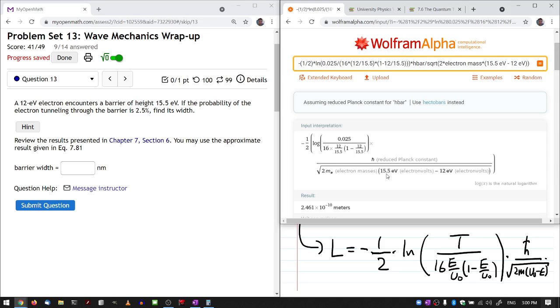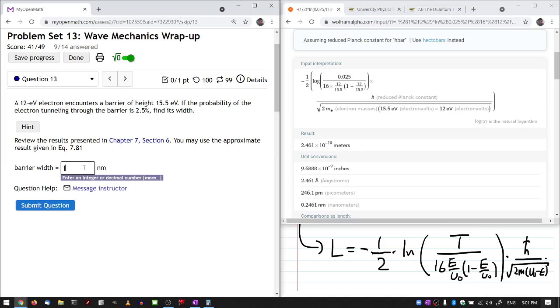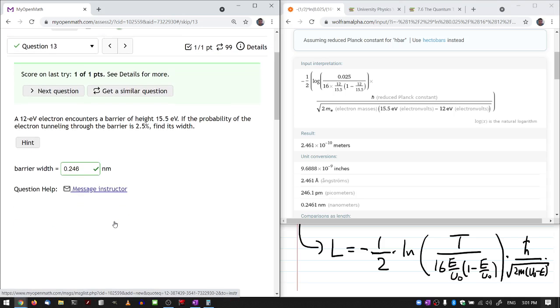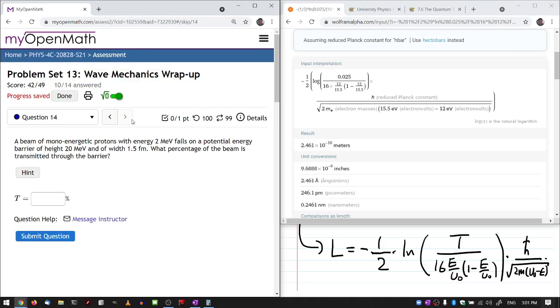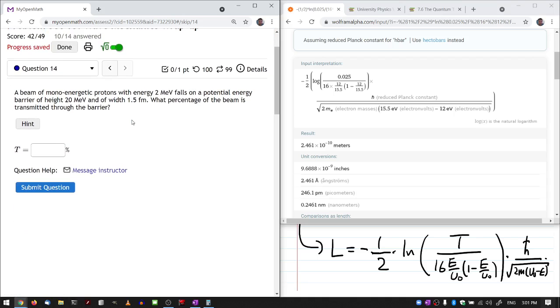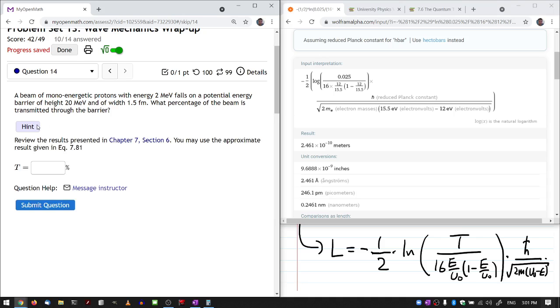Everything is understood correctly, and we get something in the unit of length, 2.461 times 10 to the minus 10 meters, or this should be 0.246 nanometers. So it's a complicated formula, and again, it's not something that I would expect you to memorize. I think this is quite similar to the previous question, except maybe a little easier. So I'll leave this for you.